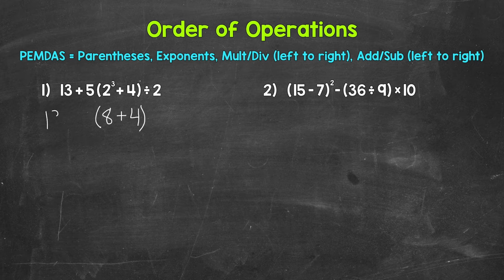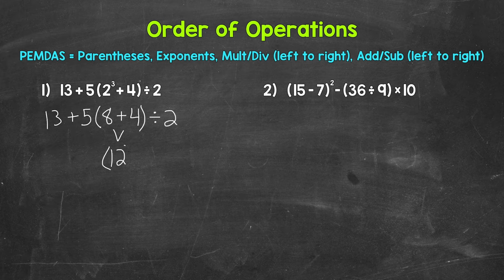Now we can bring down everything we did not use. So 13 plus 5, and then in parentheses, 8 plus 4, end parentheses, and then we have divided by 2. So let's go through the order of operations. Any parentheses? Yes. So we need to do anything in parentheses here. We have 8 plus 4, which is 12.